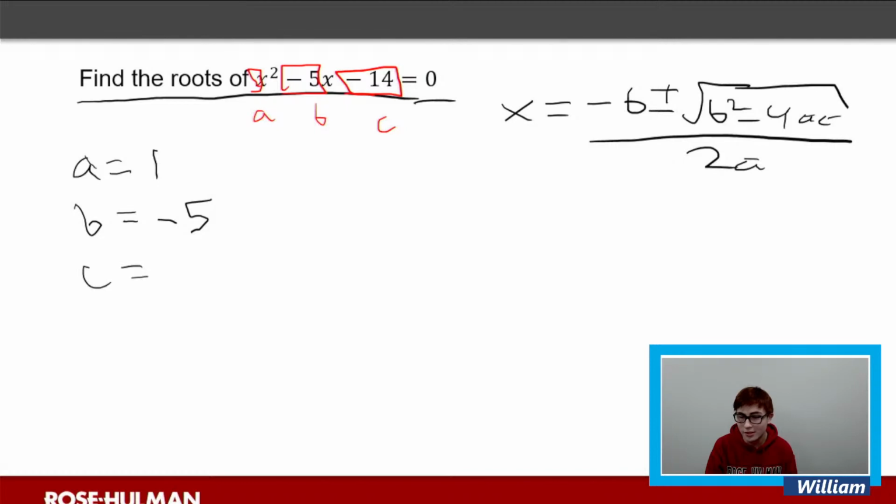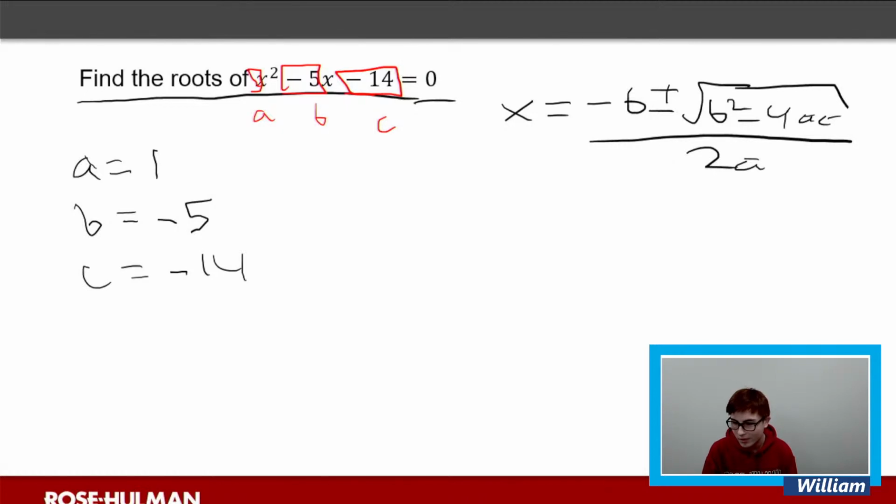And finally, our c term is going to be whatever is the last term without an x. It's all by itself, and that's going to be negative 14. So the first thing we're going to do here, now that we have these, is plug into our equation: negative b plus or minus the square root of b squared minus 4ac over 2a.